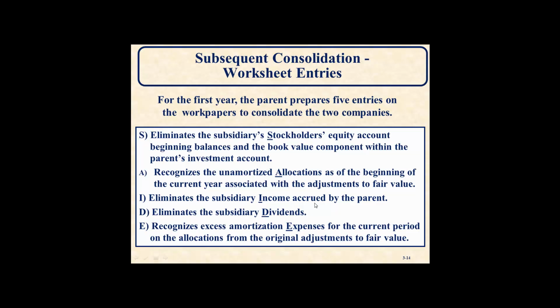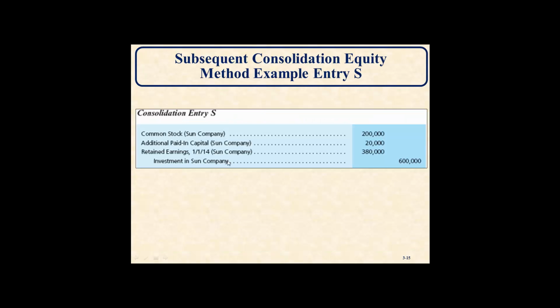I eliminates the income accrued by the parent. Remember, we're using the equity method. So on December 31st, we wrote in income, but I is going to eliminate that. D eliminates the subsidiary's dividends. And E recognizes excess amortization expense for the current period on allocations from original fair value adjustments.